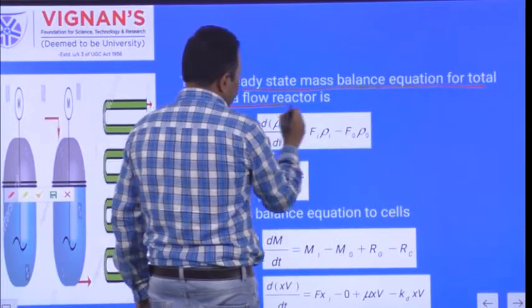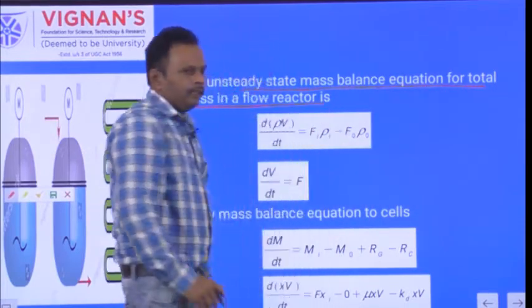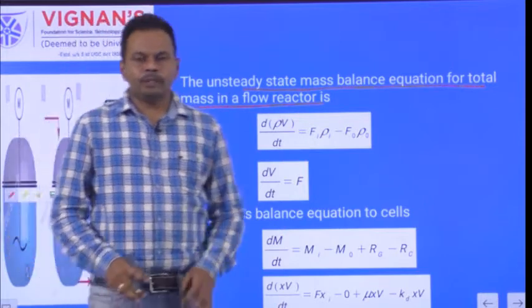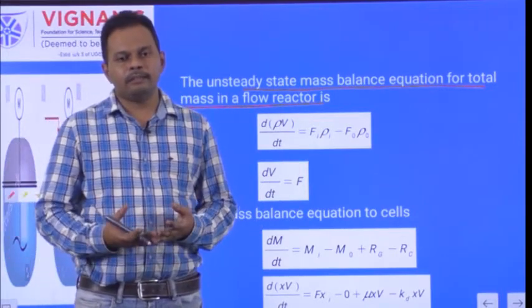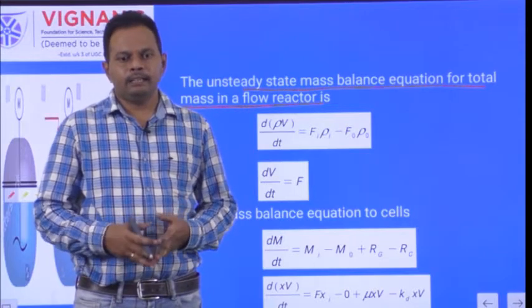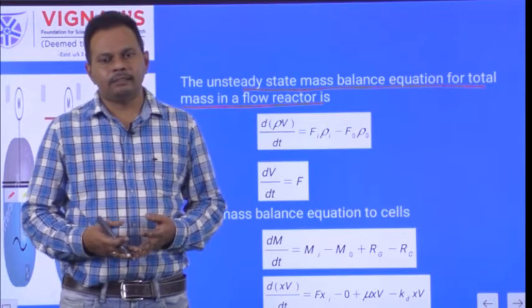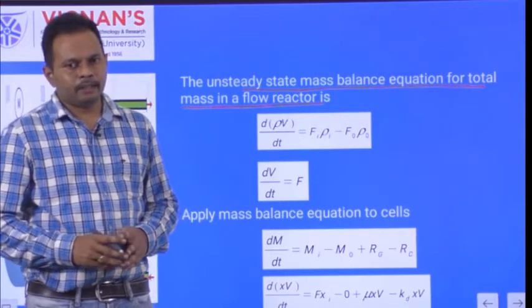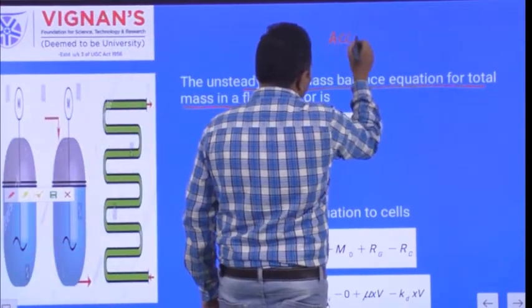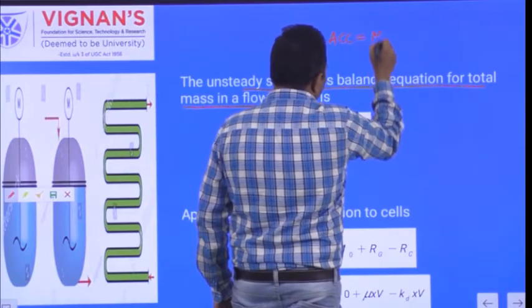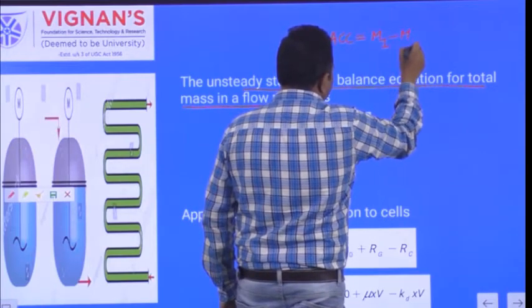Total mass in the flow reactor, that is the fed batch reactor. A very important point to remember is that whenever you apply the total mass balance around a fermenter, either batch, fed batch or continuous, only three terms come into the picture: accumulation is equal to mass in minus mass out.